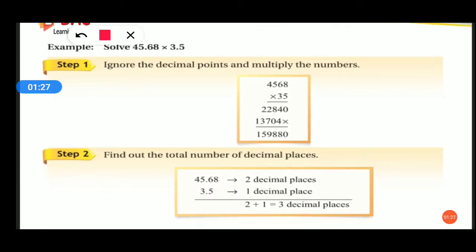Now the second step is to find out the total number of decimal places. See here, in the first one, 45.68, how many decimal places are there? 1, 2. So 2 decimal places. After decimal, how many digits are there? Only 2. Here after decimal, how many digits are there? Only 1. You need to add both. So 2 plus 1 is 3 decimal places.